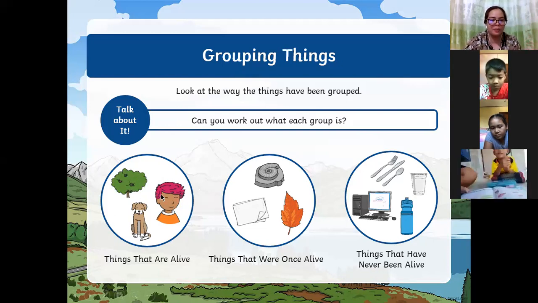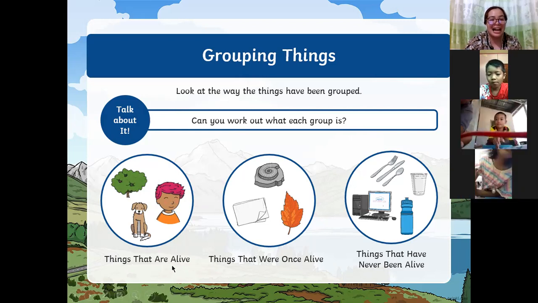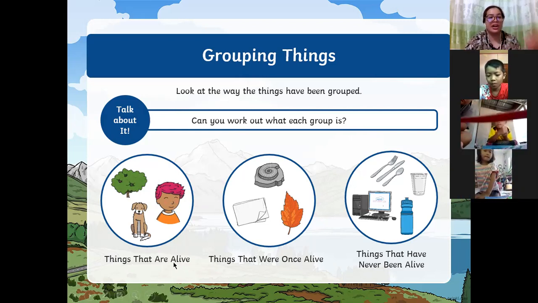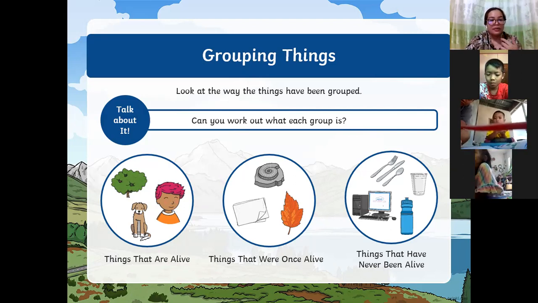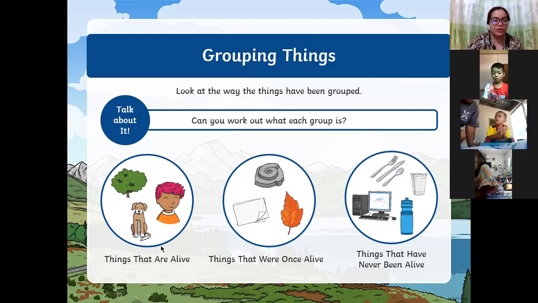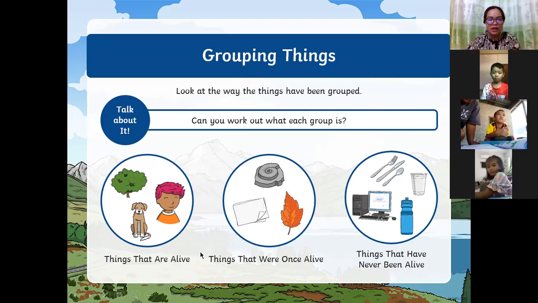The first group, they are the things that are alive. When we say alive, there is life. So like the tree, the dog, and the boy. They are alive, or the things that have life. Okay, group number two. Things that were once alive. When we say once alive, before it had life, but now it doesn't.